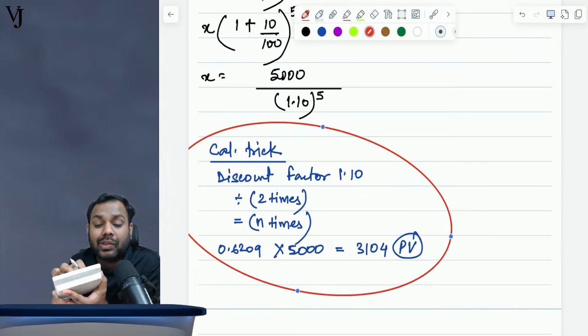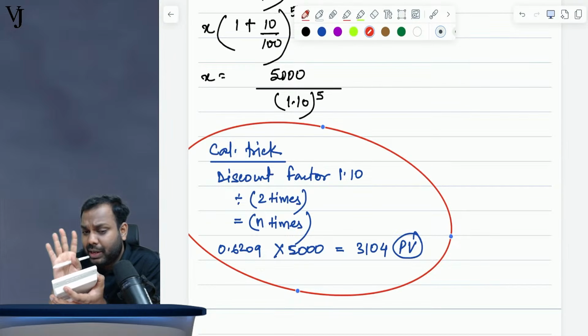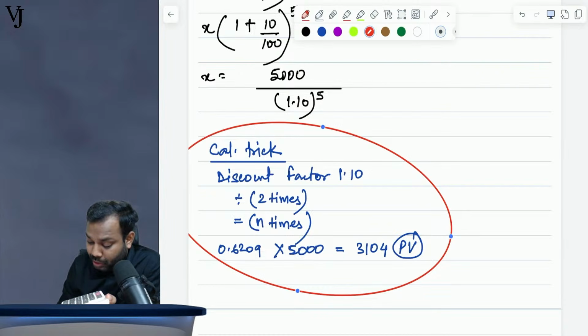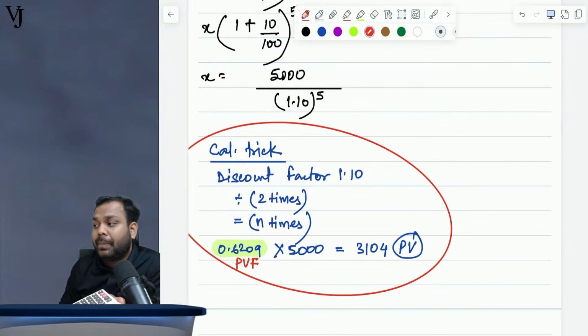What is the figure that you can see on the screen? It is 0.6209213230. But take only till 4 decimals. 0.6209. This is called as present value factor. Multiply it with 5,000.